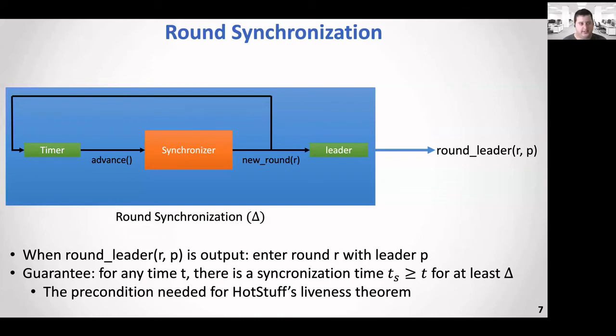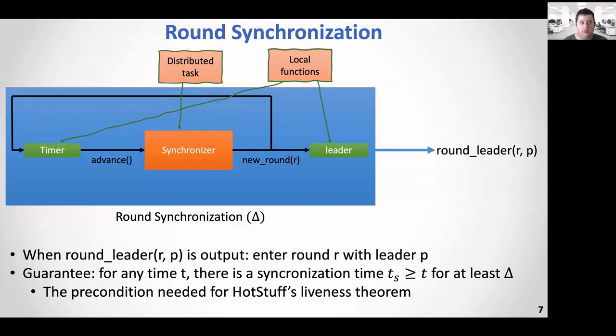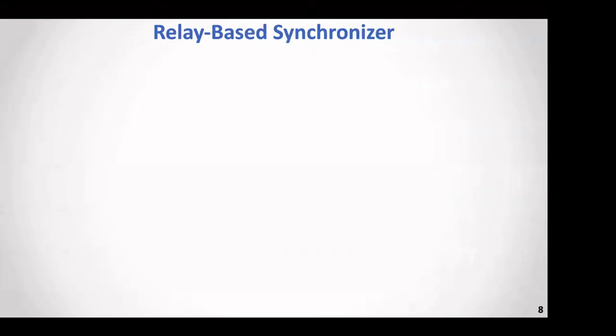Now, the main complexity comes from the synchronizer submodule. This is a distributed task. It needs coordination with the different processes in the system. The other two, timer and leader, are local functions. They're computed locally. So how do we achieve a synchronizer with an expected linear message complexity?